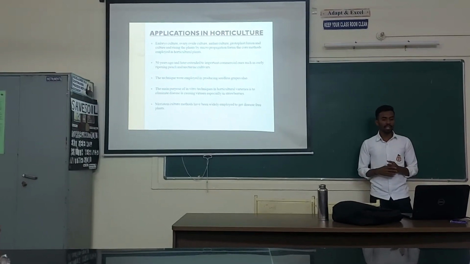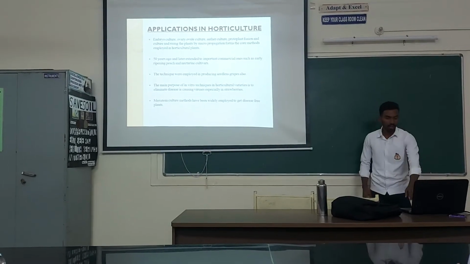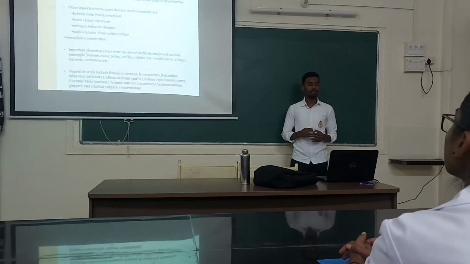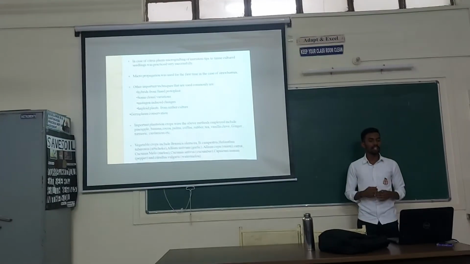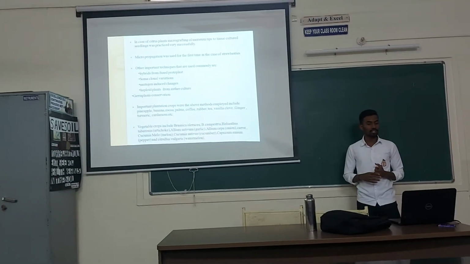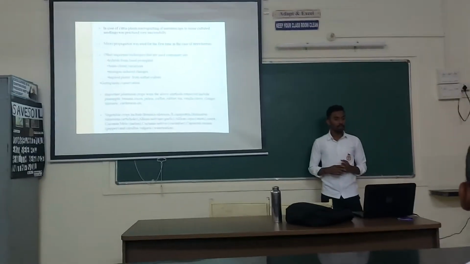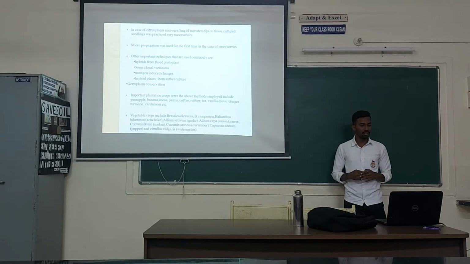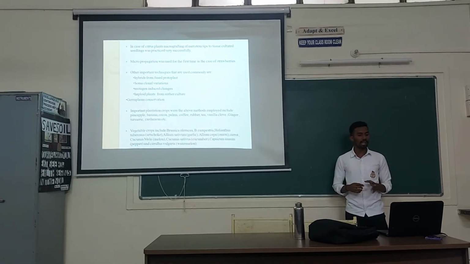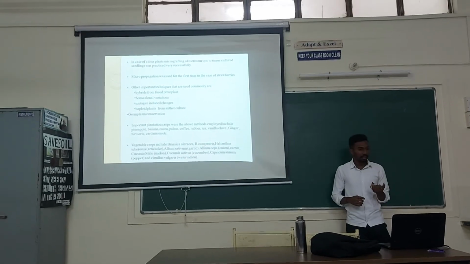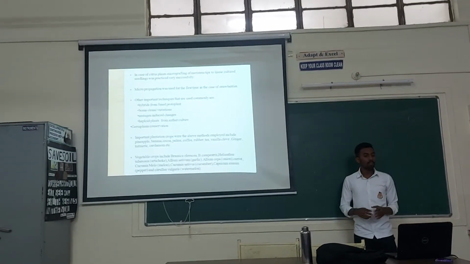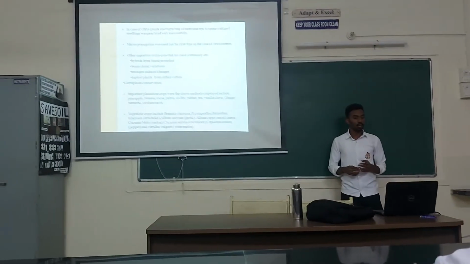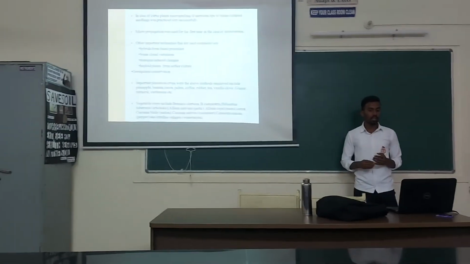Meristem culture methods have been widely employed to get disease-free plants. In case of citrus plants, micrografting of meristem tips to tissue cultured seedlings was practiced very successfully. Micropropagation was used for the first time in the case of strawberries. Other important techniques commonly used are hybrids from protoplast fusion, somaclonal variation, mutagen-induced changes, and haploid plants from anther culture.